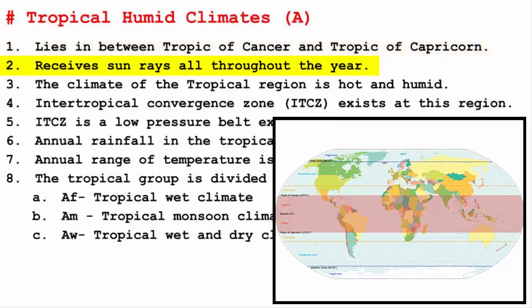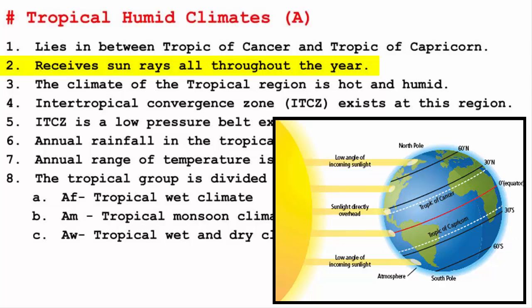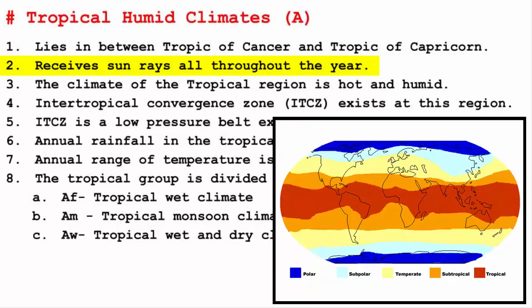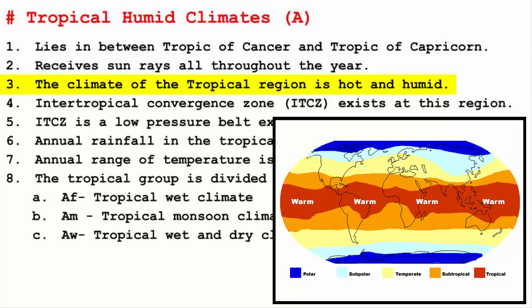Now this region also receives sun rays all throughout the year, and I have stated this reason numerous times. The sun rays fall vertically direct on the equatorial region, and as we go away from the equator, the sun rays fall in a more slanting direction. As a result, vertically direct sun rays produce more heat, and slanting sun rays cover a bigger area but have lesser heat. That is why as we go away from the equator, temperature drops. Now that we know the tropical region receives sun rays all throughout the year, this makes the tropical region warmer compared to other parts of the world. Because of that, the climate of the tropical region is hot and humid.